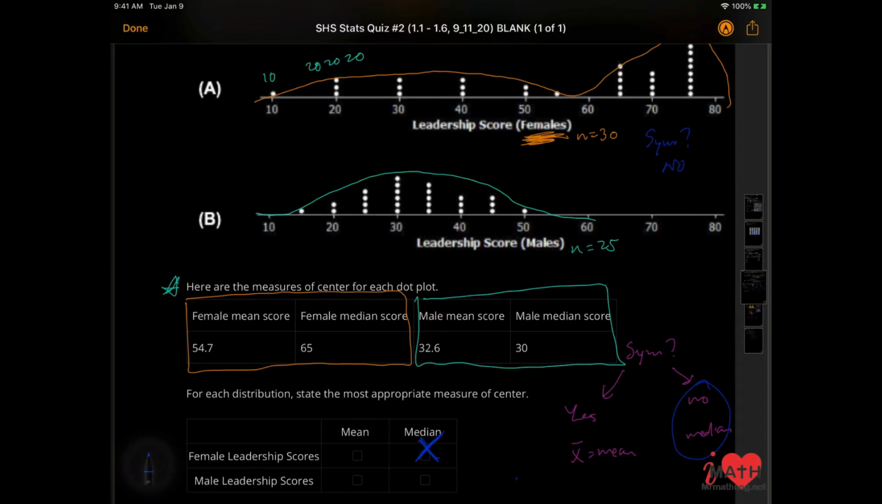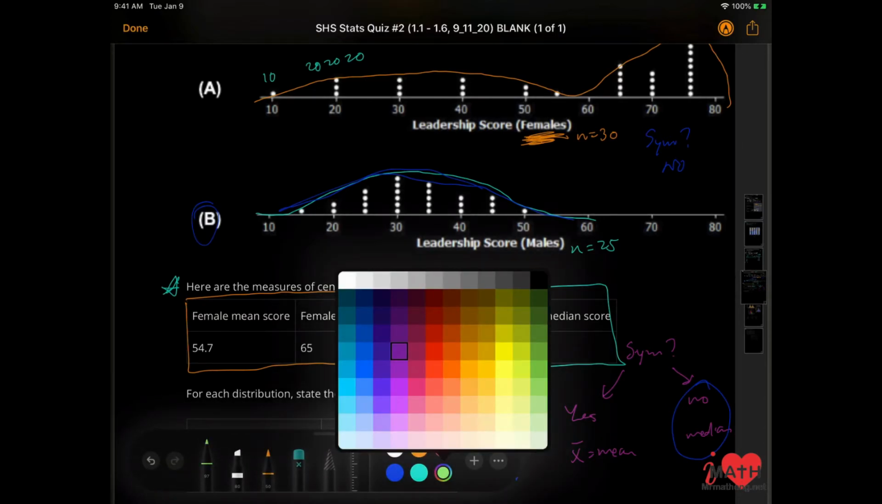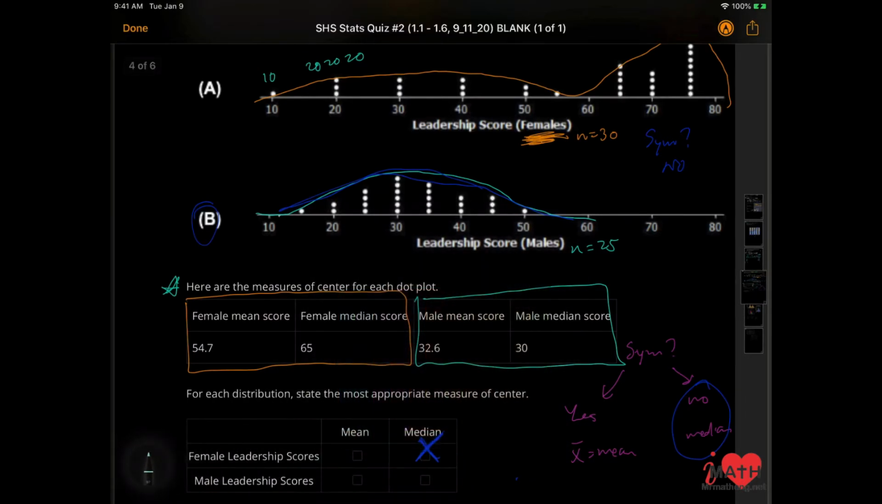And for the males, does it look symmetrical? It does. Now, don't think of it just because it lies right in the middle of the graph. It's just that you can fold the graph in half. Again, this is symmetrical, or normal. So yes, it is symmetrical. So the best measure of center is the mean. Mean is the correct answer for males.